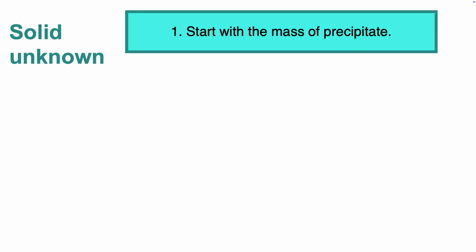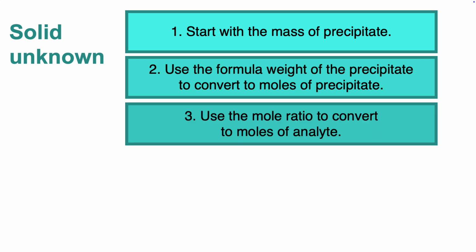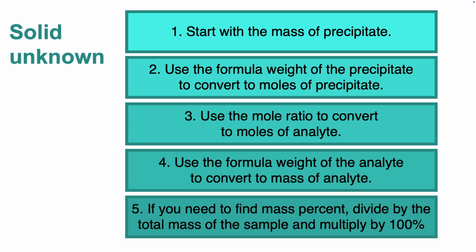In summary, to find how much analyte was in your solid unknown, start with the mass of the precipitate, then use the formula weight to find moles of precipitate. Use the mole ratio to convert to moles of analyte, then convert that to the mass of analyte using the formula weight. Finally, if you need a mass percent, divide by the mass of sample you weighed out at the beginning and multiply by 100%.